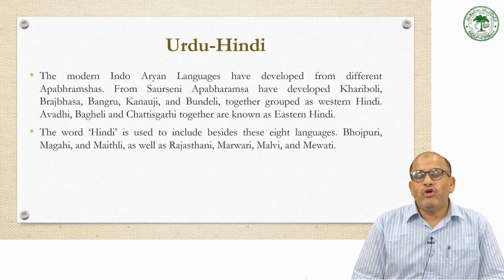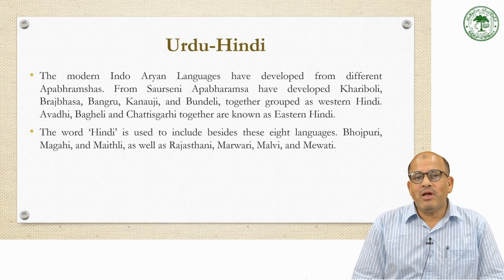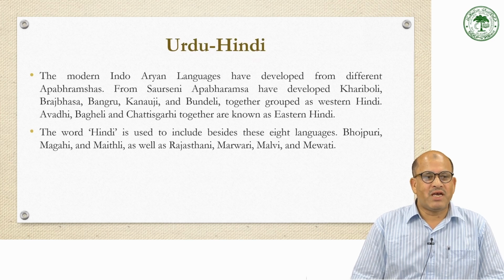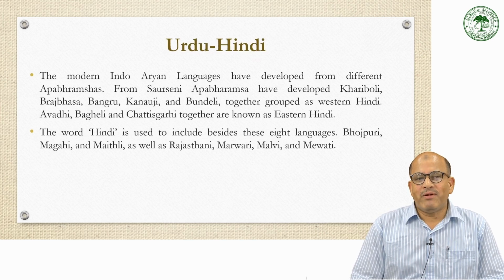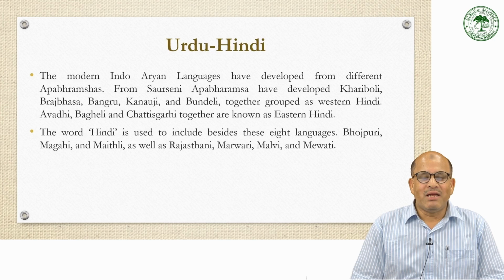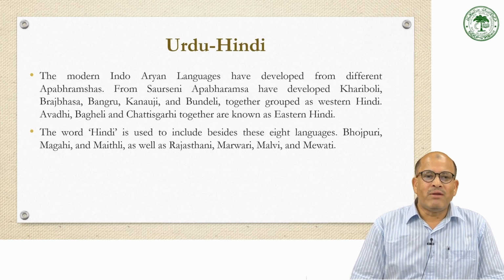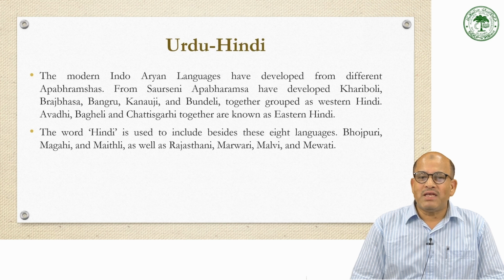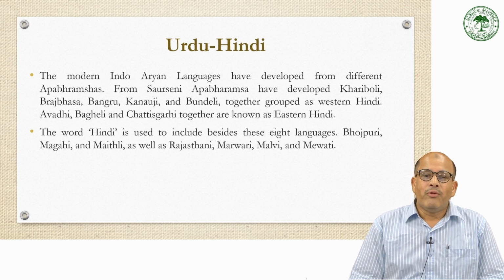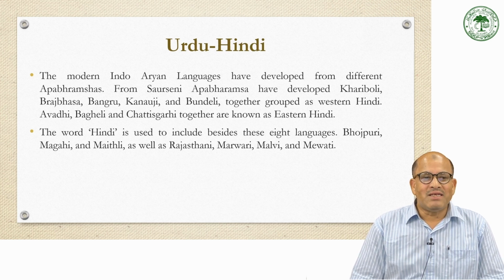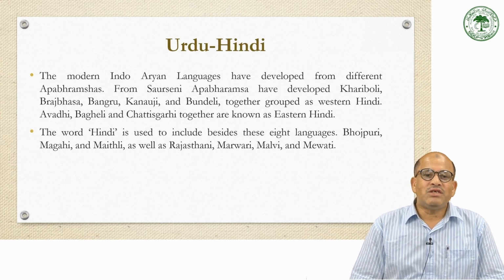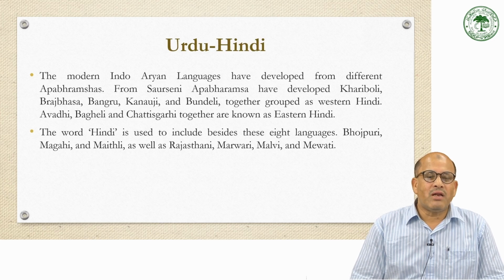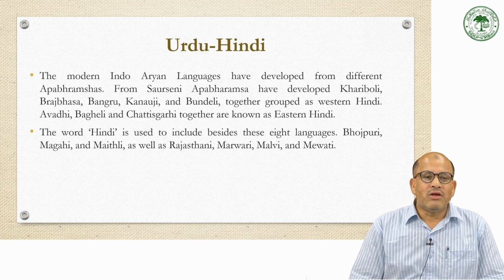The modern Indo-Aryan languages have developed from different Apabhramsas. From Sauraseni Apabhramsa have developed Khariboli, Brajbhasa, Bangru, Kannauji, and Bundeli, together grouped as Western Hindi, whereas Awadhi, Bagheli, and Chhattisgarhi together are known as Eastern Hindi. So these two dialect groups, Western Hindi and Eastern Hindi, are important when we talk about Hindi-Urdu and its promotion and development.